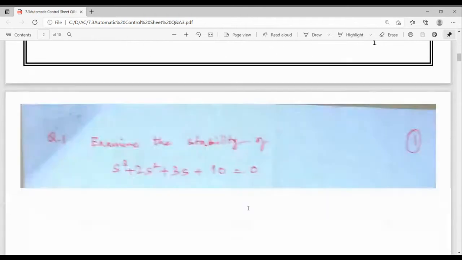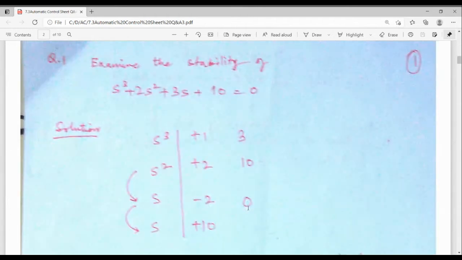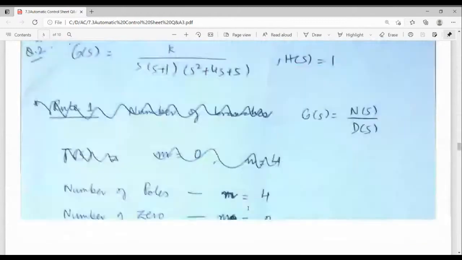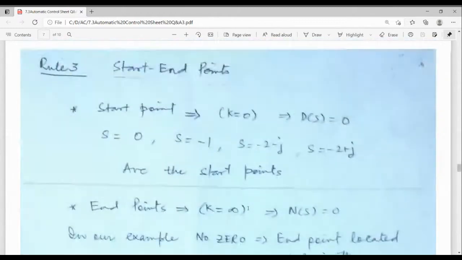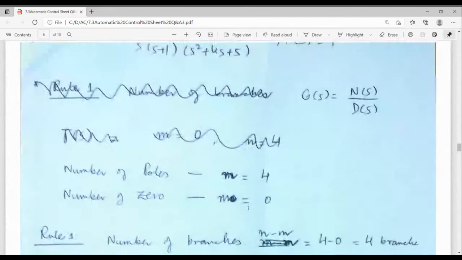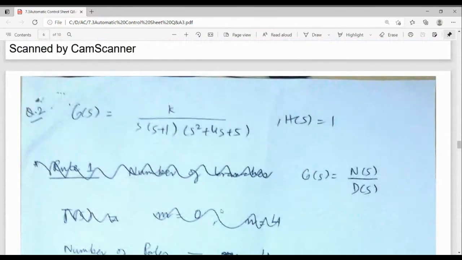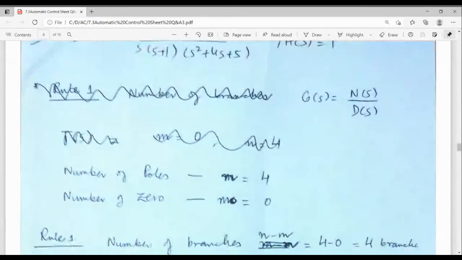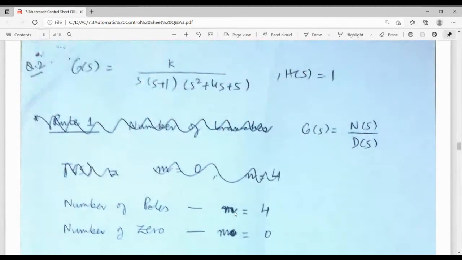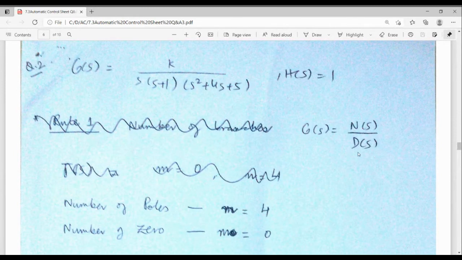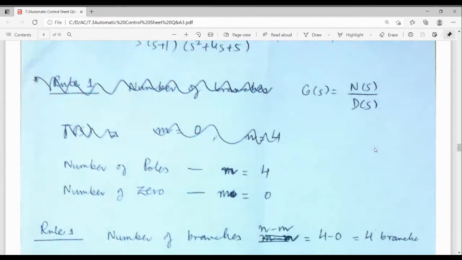So the first step is, here we have the solution. Rule 1. First we have to write the transfer function. This is G of s and this is H of s. What is the number of poles and number of zeros? How can we find it? The numerator gives the number of zeros, and the denominator gives the number of poles.